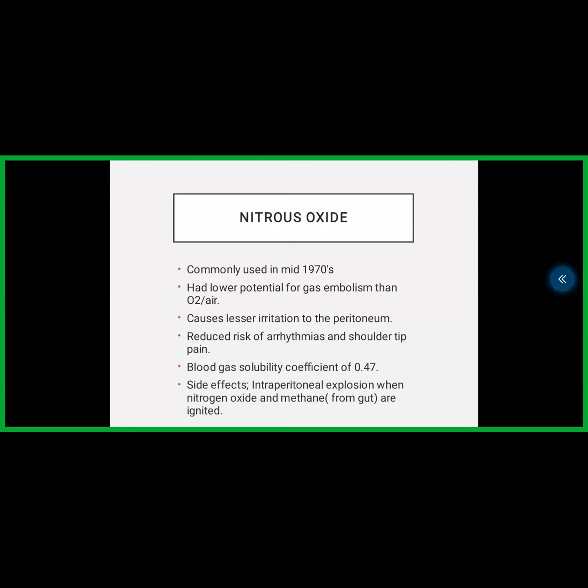Nitrous oxide was commonly used in the 1970s, and it causes lesser irritation of the peritoneum. There was also reduced risk of arrhythmias, and it has a good blood gas solubility coefficient. One of the side effects is an increased incidence of postoperative nausea and vomiting. Another side effect is that it causes swelling and expansion of gas in cavities. So it could also dilate the loops of the bowel and increase the risk of injury during trocar insertion.